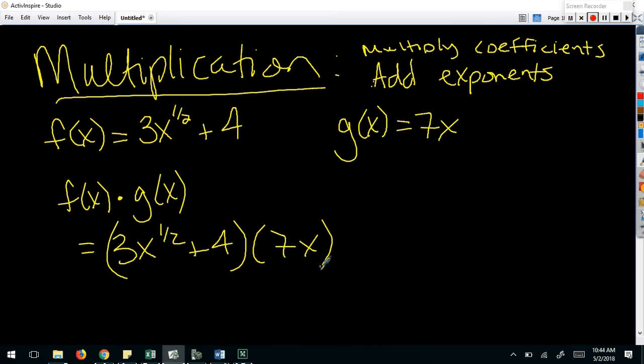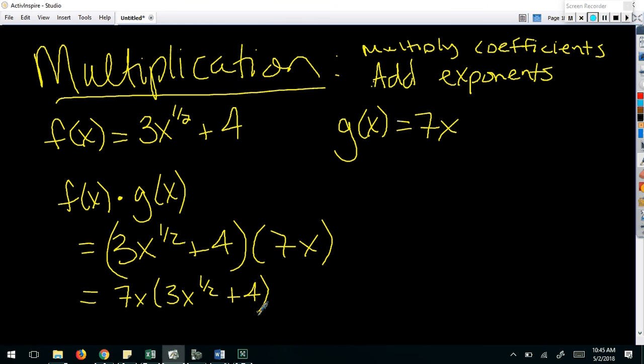Okay. So I'm going to move this around a little bit so it's more familiar to us, because we can multiply in any order that we want. I'm going to do 7x times 3x to the 1/2 plus 4. So you can see that 7x distributing through. I just switched the order because I'm going to distribute that 7x through. All right. So you get 21x.